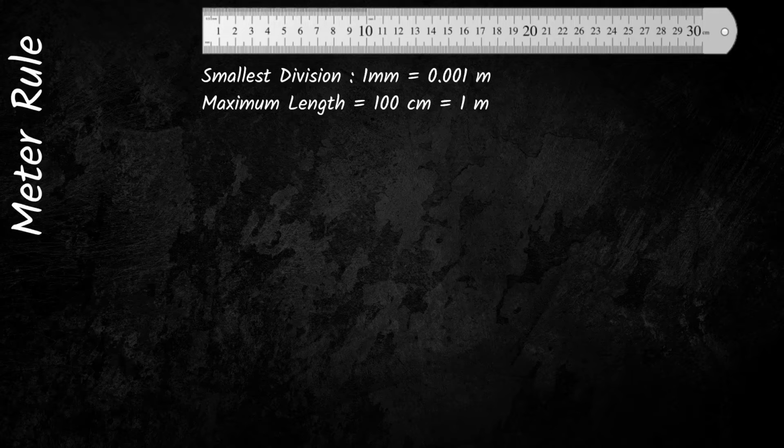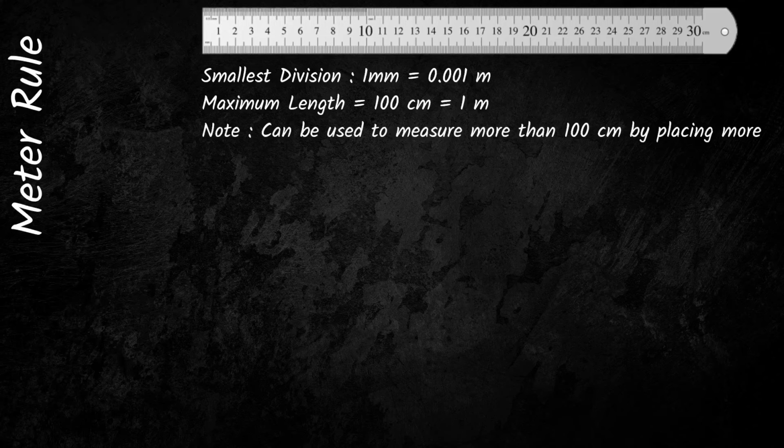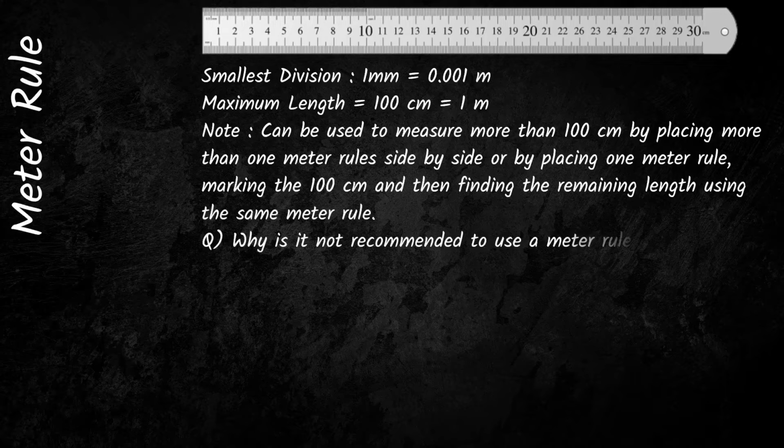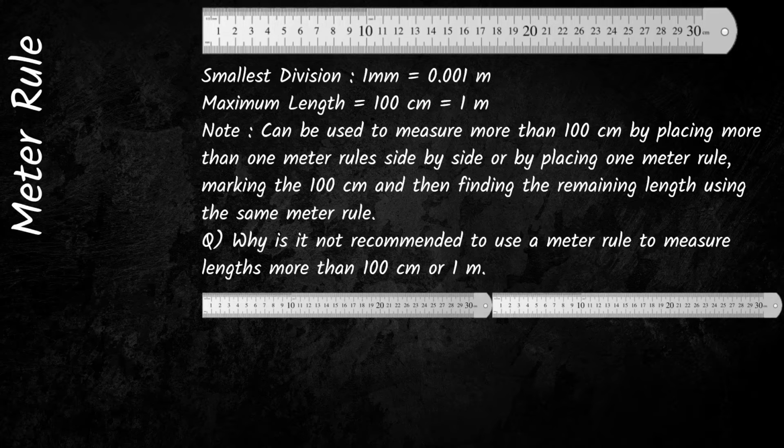Now, why do I say 1 meter rule? Because you can always measure more than 100 centimeters by placing meter rules side by side. But that's problematic. It's not recommended to use a meter rule to measure lengths more than 100 centimeters. Why? Very simple. When you have multiple meter rules side by side, there's a dead space at one end of the meter rule. And if we don't account for the dead space in between meter rules, it can become very inaccurate. So if we are not supposed to use meter rules, then what can we use? We can use measuring tapes, because measuring tapes can be hundreds of meters long.